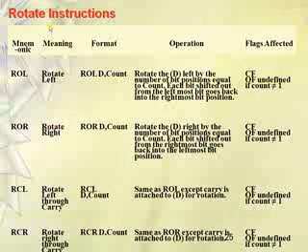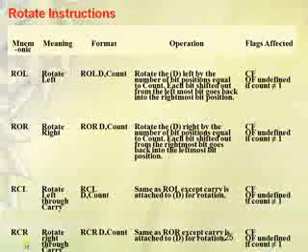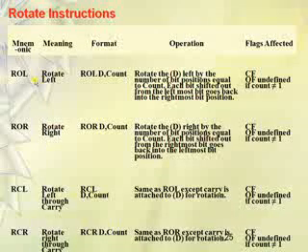Now these are the rotate instructions: rotate left, rotate right, rotate left through carry, and rotate right through carry. What do we mean by rotate? If it is a rotate left, the shift operation takes place up to the MSB, and the MSB will be copied into the LSB as well as the carry flag. The syntax is similar to the shift operation. Rotate right is again similar to the shift, but here the LSB will be moved into CF, and the same LSB will be copied into the MSB.